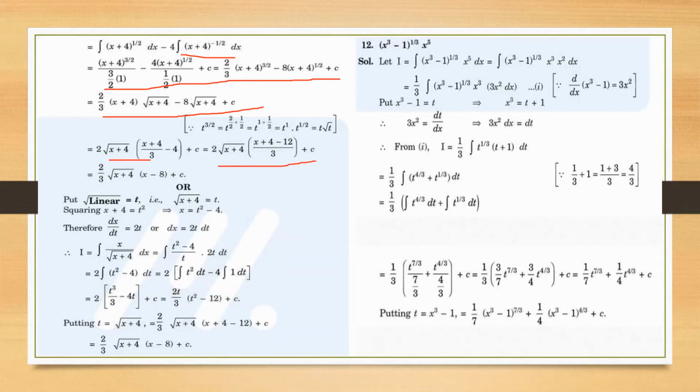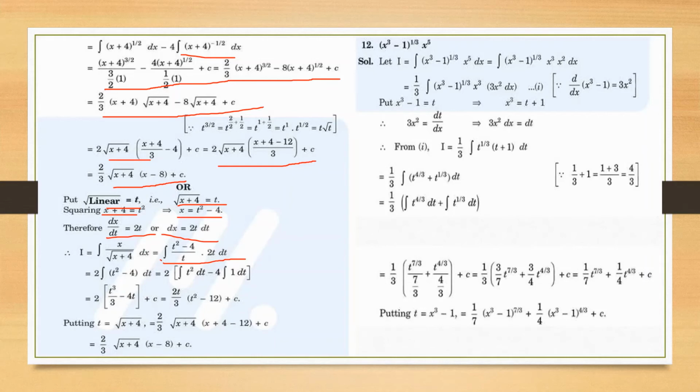Second method, very important, is how you should remember linear upon root linear: put the root linear as t. Root x plus 4 as t. x plus 4 is t square. x is t square minus 4. dx is 2t dt. It changes to t square minus 4 upon t into 2t dt. Right. So it becomes 2 times t square minus 4 dt. So open it. This question changes to this form, which you can integrate.